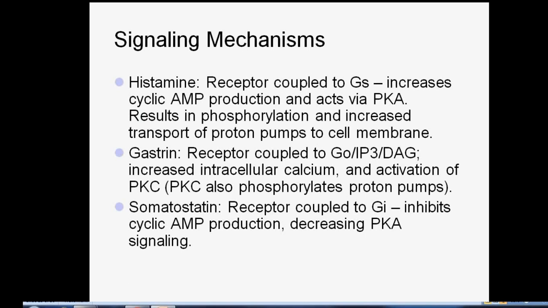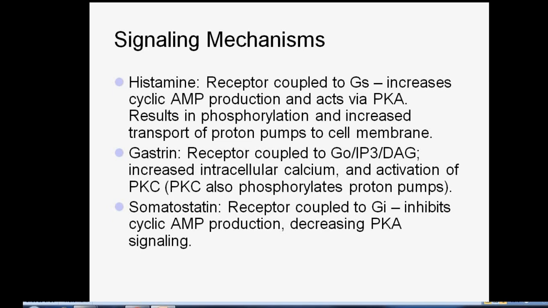Histamine. The receptor coupled to Gs increases cyclic AMP production and acts via PKA, resulting in phosphorylation and increased transport of proton pumps to the cell membrane. The gastrin receptor is coupled to Gq, IP3-DAG, increased intracellular calcium and activation of PKC. PKC also phosphorylates proton pumps.